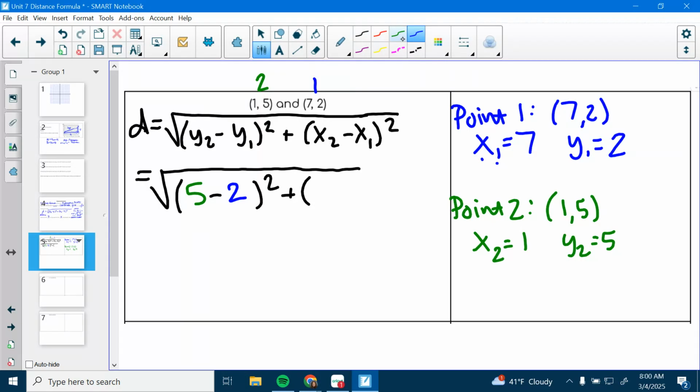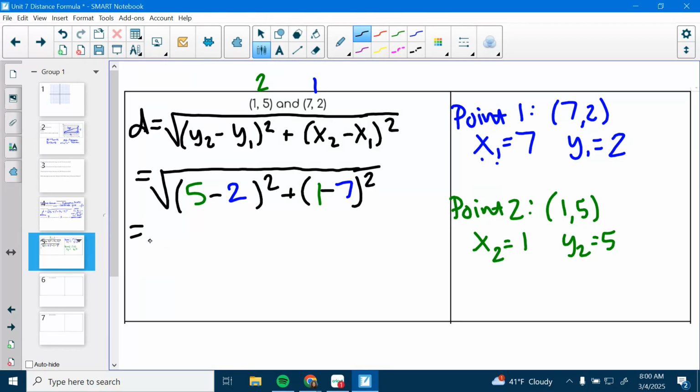Same thing goes for x's. x2 is 1 minus x1 is 7. And I'm going to square it. And then I just solve from here.